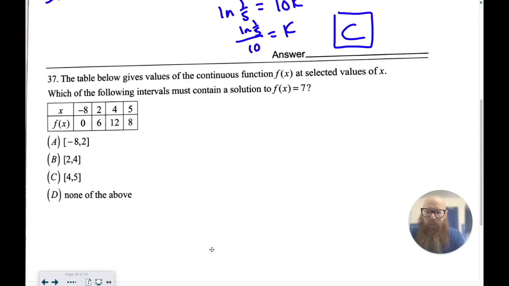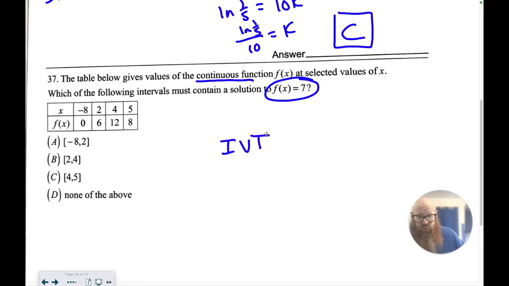All right, number 37. So we have a table. Which of the following must contain a solution to f of x equals 7? So this is just the intermediate value theorem. They tell us it's continuous, and we want to know when there's a specific y value. So this is the intermediate value theorem. And yeah, I feel like I'm totally just overthinking this.